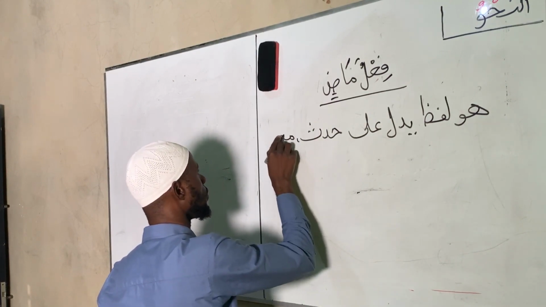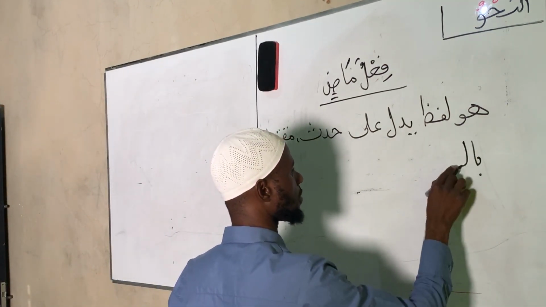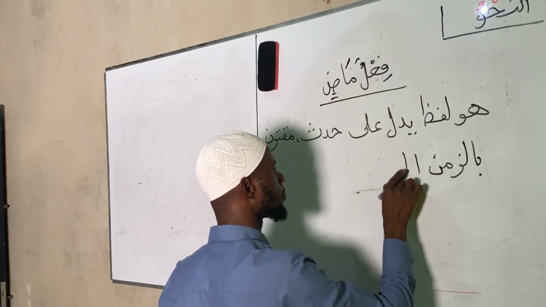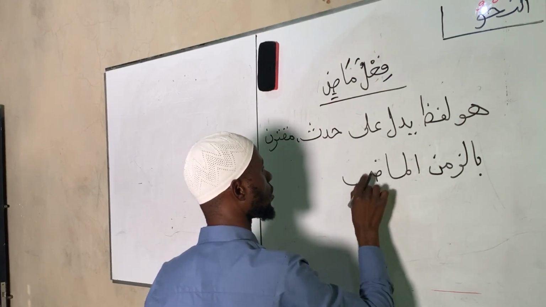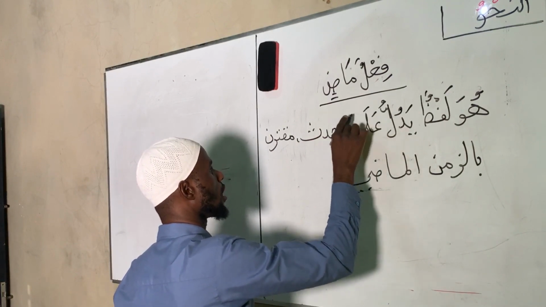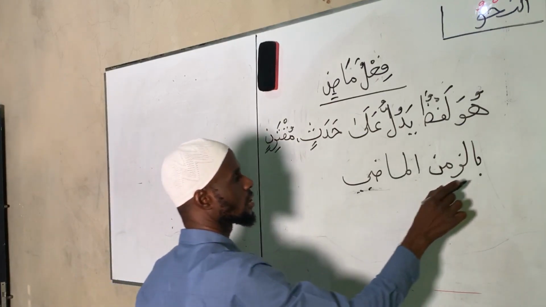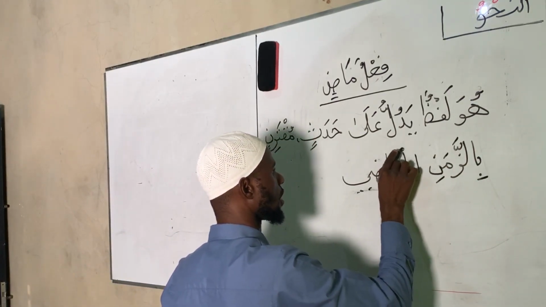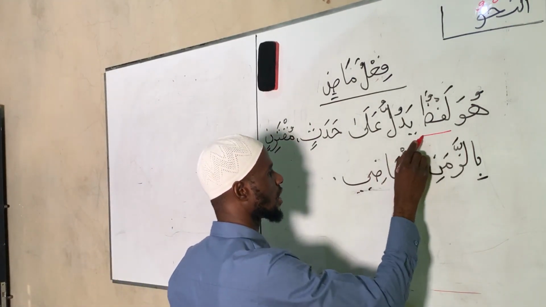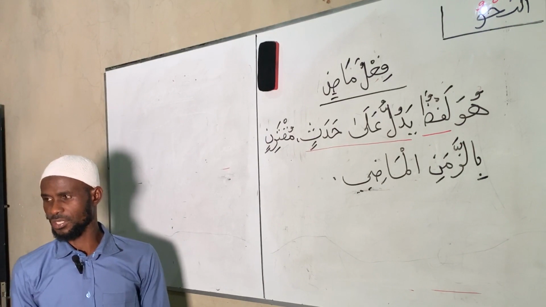هو لفظ يدل على حدث مقترن بالزمن الماضي. Al-madi. It is a statement, lafdhun, yadullu ala hadathin, that points to an action.